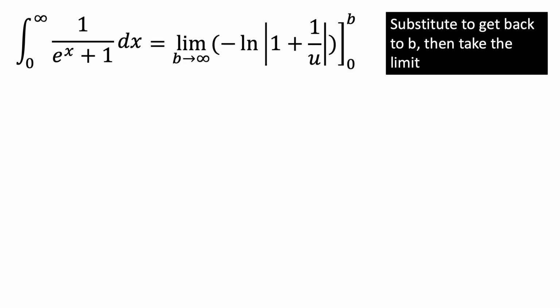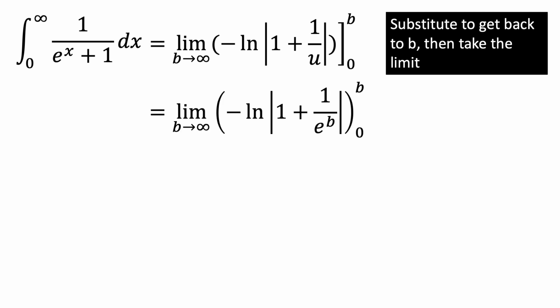I can recall that t was equal to 1 plus 1 over u. Inserting this wherever I see t gives me the limit as b approaches infinity of the negative natural log of 1 plus 1 over u. I still need to get this in terms of b, and u was equal to e to the b power. This gives me the limit as b approaches infinity of the natural log of 1 plus 1 over b.